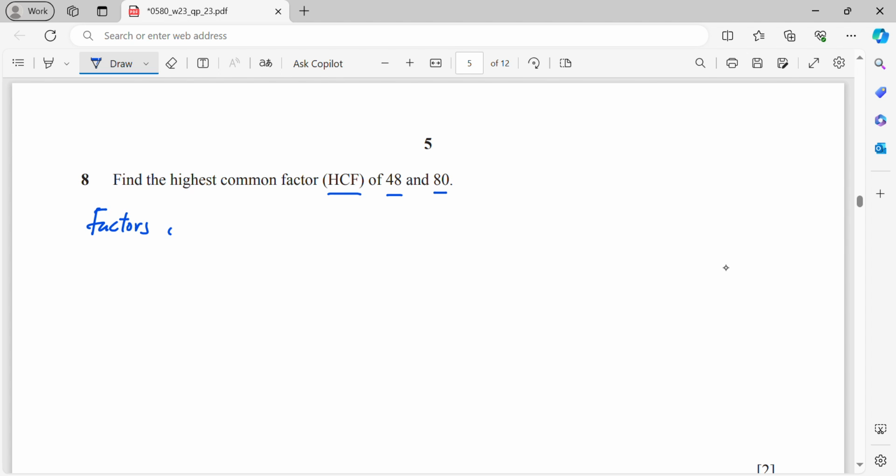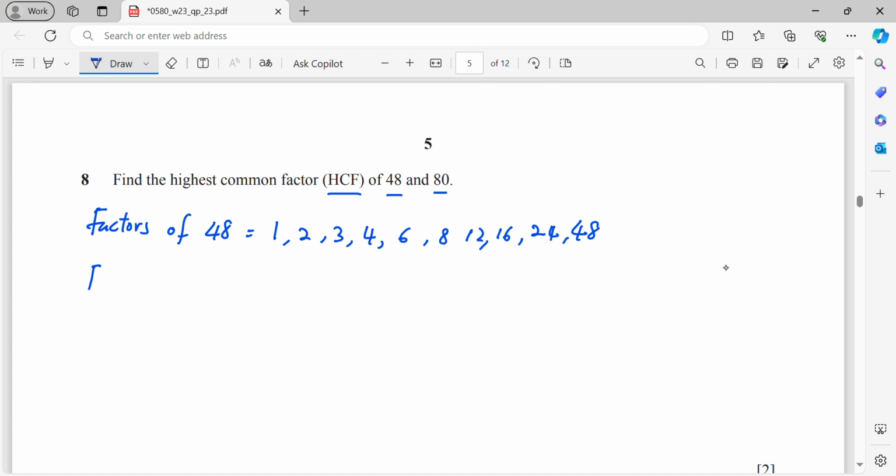So factors of 48. It can be 1 times 48. Then it can be 2 times 24. Then it can be 3 times 16. Or you can just write 48 divided by 3 is 16. Then 48 divided by 4, you will be getting 12. Then 48 can be divided by 6 to get 8. So these are the factors of 48.